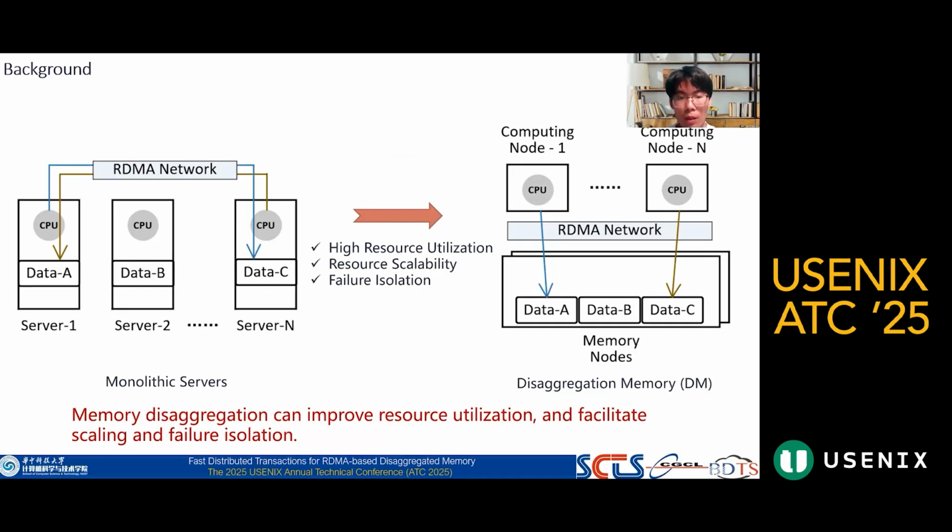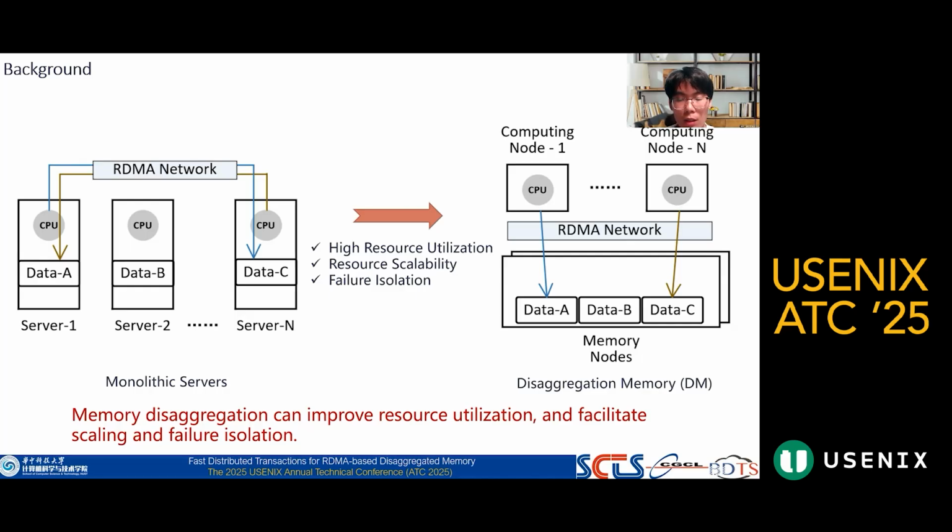In a monolithic environment, computing resource and memory resource are tightly coupled within a single server. It simplifies programming, but it also limits performance. As shown in the left figure, server 1 has to go through server N's CPU to access data 3, introducing additional latency. To address these limitations, resource disaggregation offers a better way.